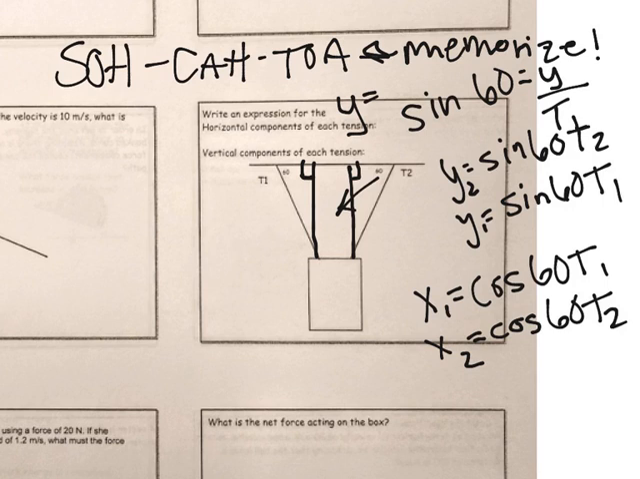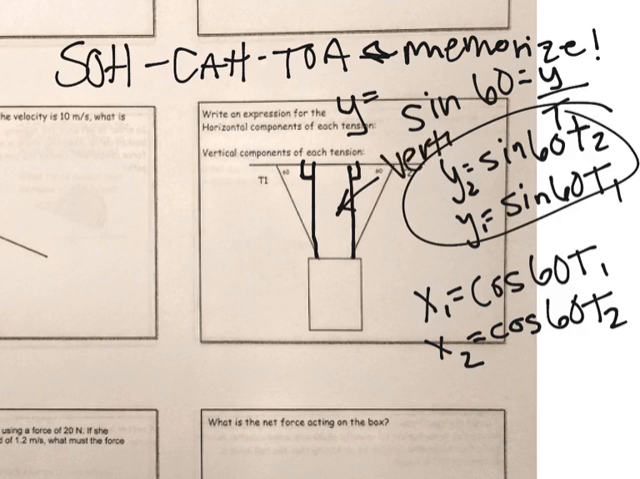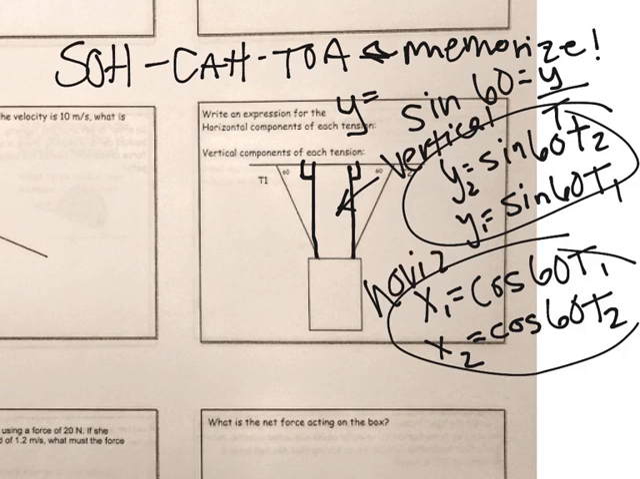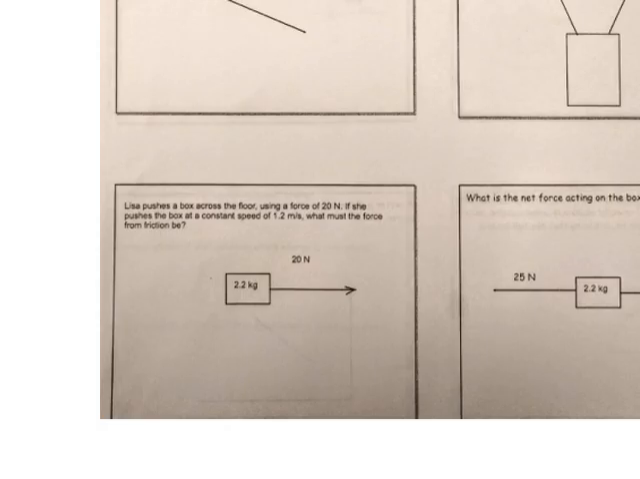So this is the vertical, and this is your horizontal. This one is a constant speed problem, so we don't even care what it's going, we just know it has to be at 20 going backwards.